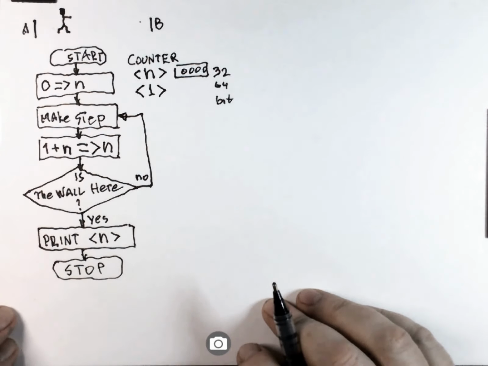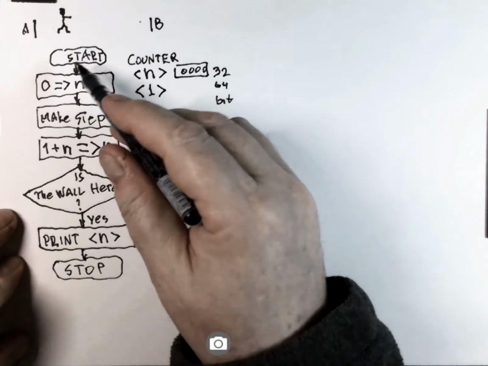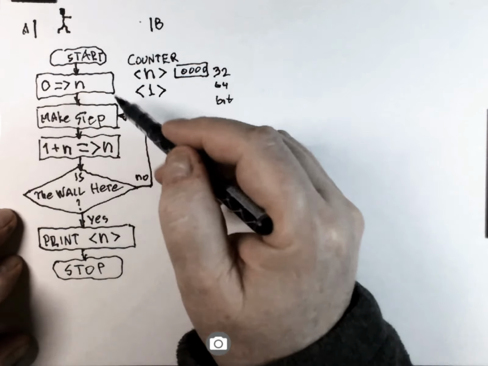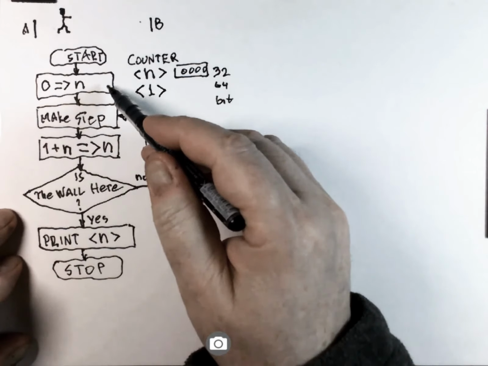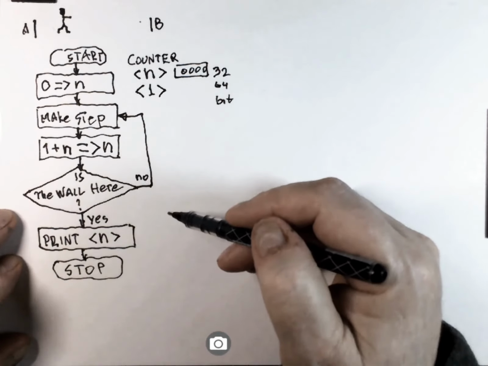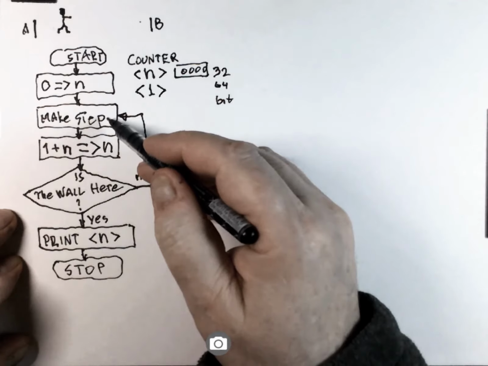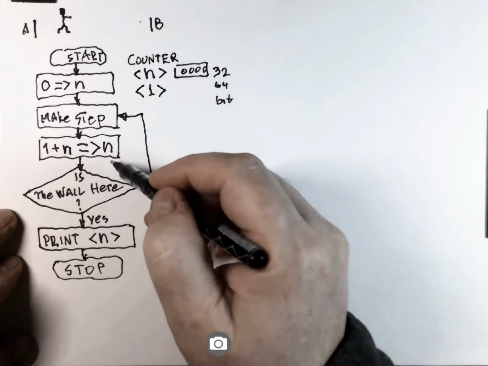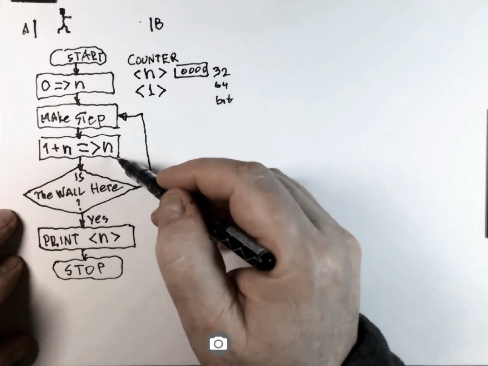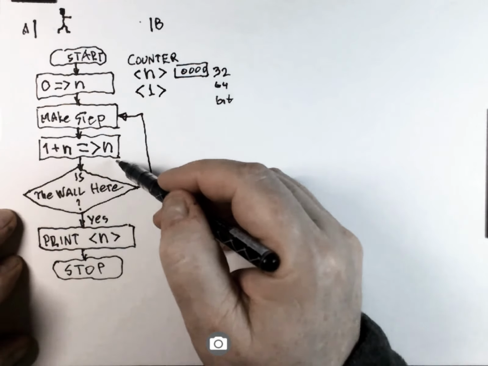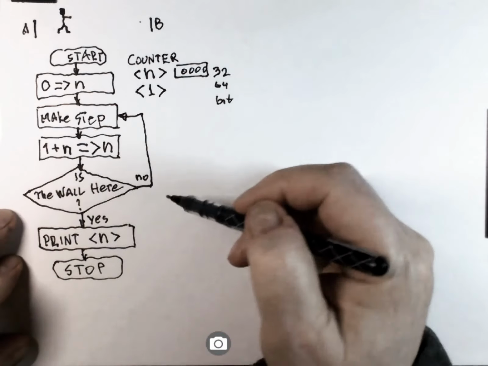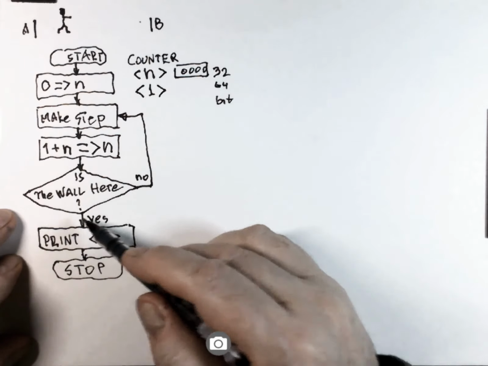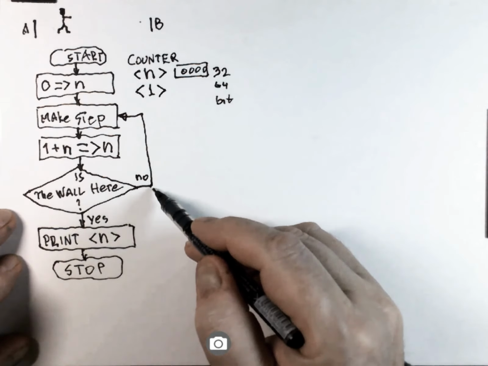Again, how is this algorithm working? Look at this. Start, then we prepare the counter to accumulate the number of steps. Then we go make a step, so our robot will make a step. We count this step in the counter, so the counter will be equal to 1. Then the question: is the wall here? Definitely no, because we made only one step.